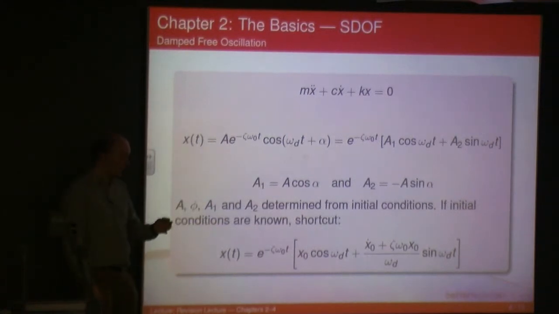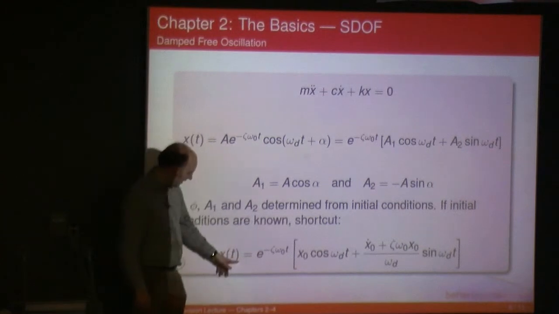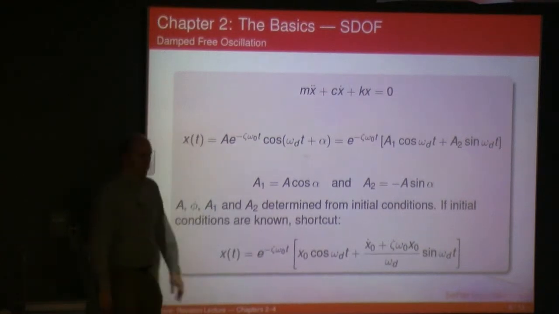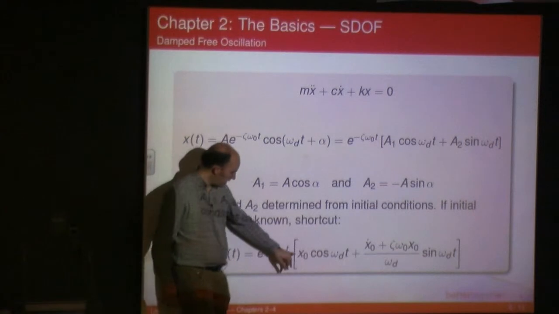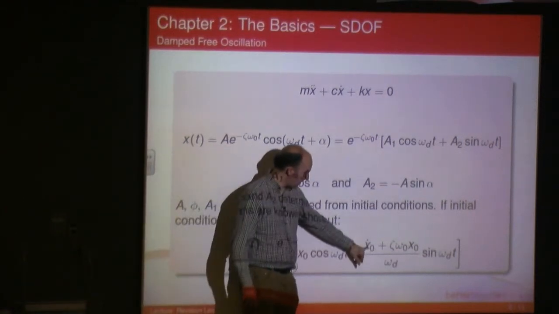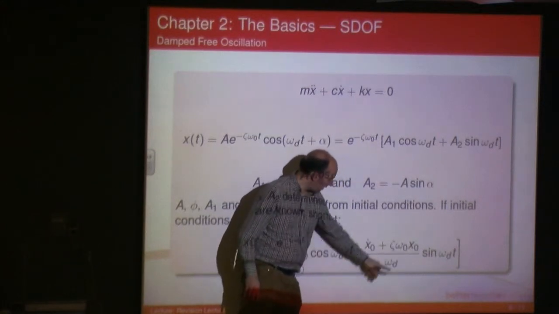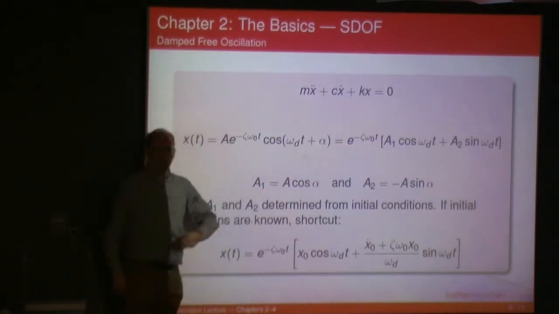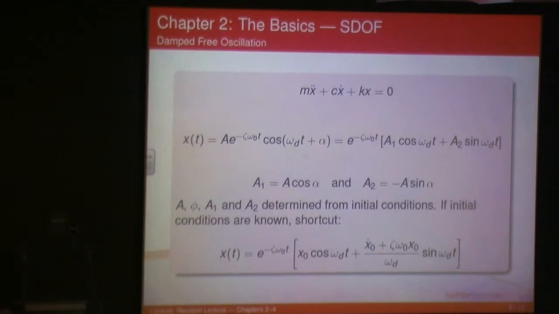And if you know your initial conditions, you can just plug them into this equation, and that will give you your solution again. So again, you've got your displacement at time equals 0, your velocity at time equals 0, and everything else is defined by the characteristics of the system. So you just plug those things in. Again, all on your equation sheet.